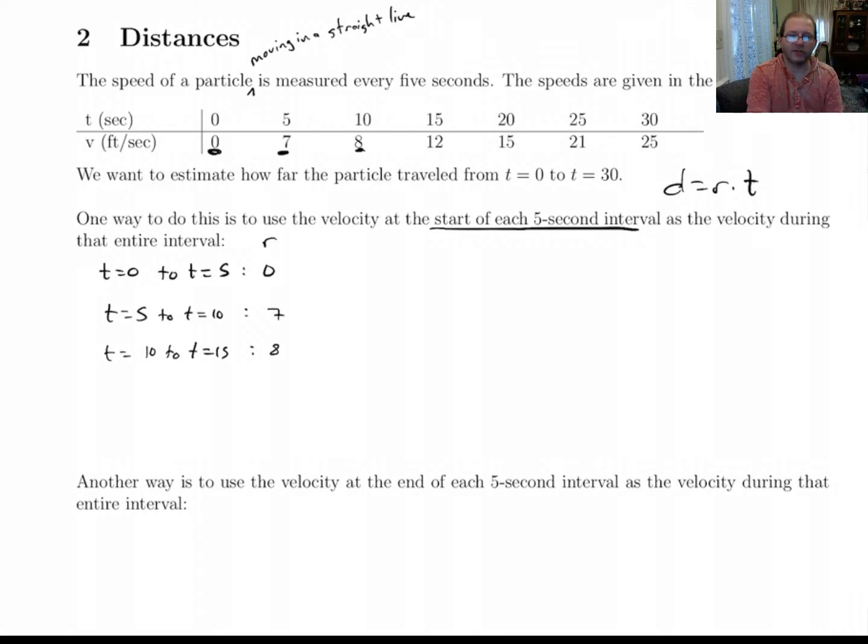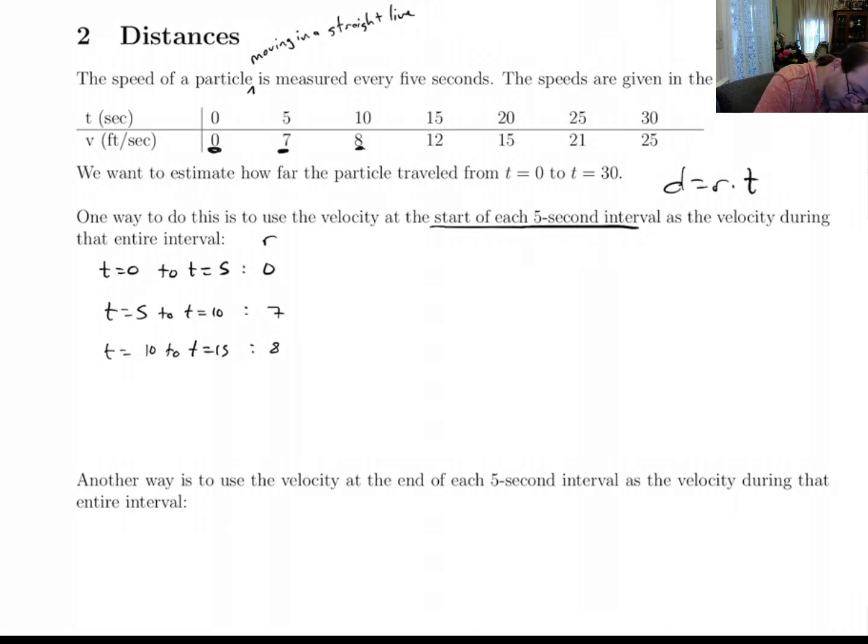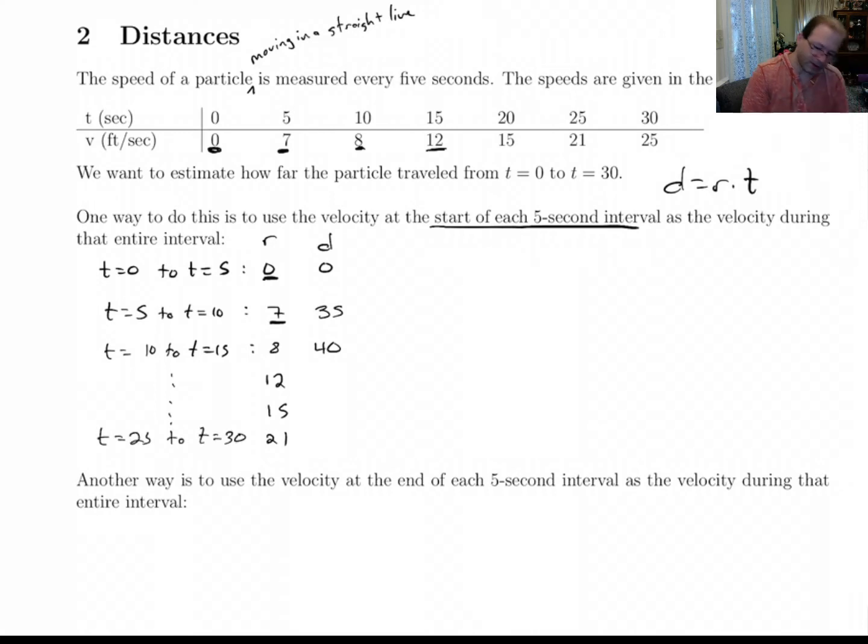And remember, distance equals rate times time. Each one of these intervals is 5 seconds long. So the distance we get for this first one is going to be 0. For this one, if it's 5 seconds and 7 feet per second, that's going to be 35. This is going to be 40. And then for the rest of this chart, we've got to go from 15 to 20, so we're going to get 12, 15, and 21. Now this 21, that's for the time t equals 25 to t equals 30. So notice we wound up not using the 25 at the end.